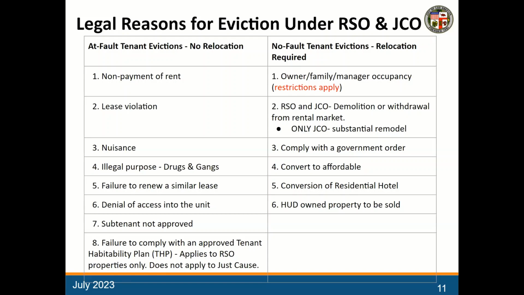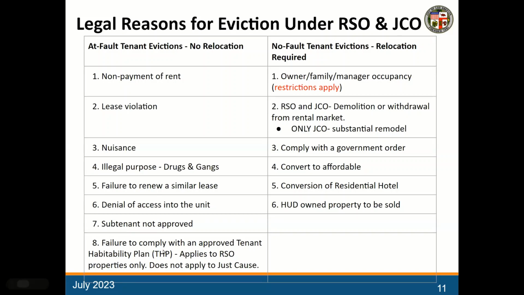Reasons 1 through 7 are all RSO and JCO tenant at fault reasons for termination of tenancy. For example, non-payment of rent, violation of the lease, nuisance, illegal purpose where there's drug or gang activity at the property, failure to renew a similar lease, denial of access into the unit, or where you have a subtenant not approved. These are both RSO and JCO reasons to terminate a tenancy.